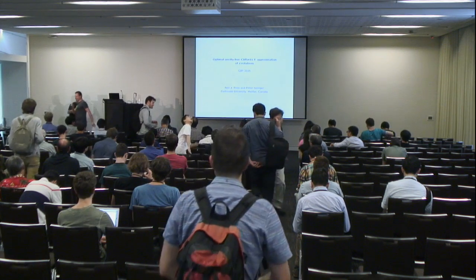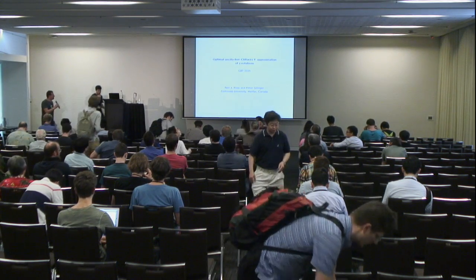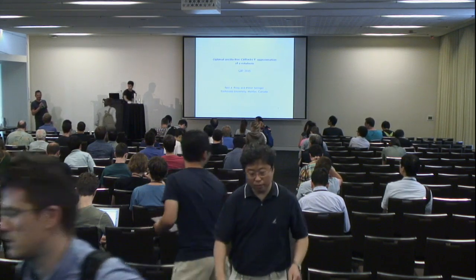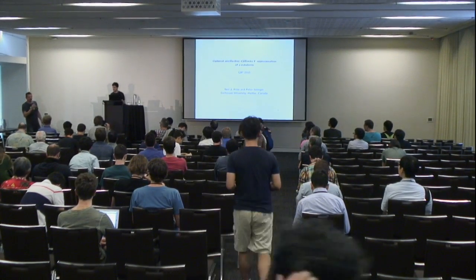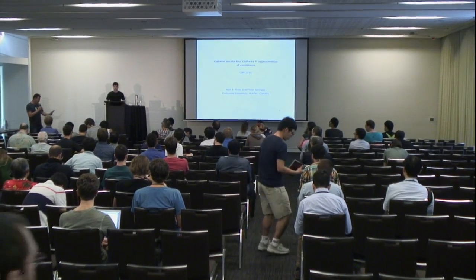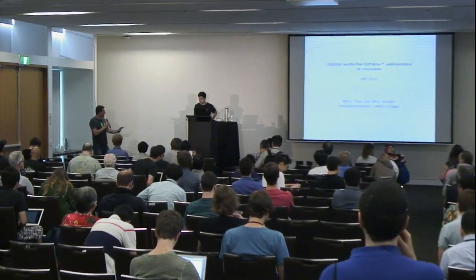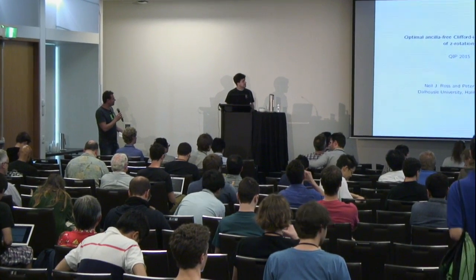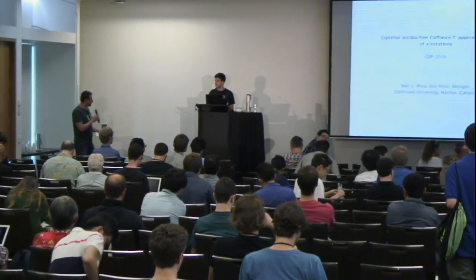Let's get started with the afternoon session. This will be a little bit of a shorter session because we have the business meeting afterwards. We have two talks before the coffee break and two afterwards, if I'm not mistaken. Neil Ross will make the start with optimal ancilla-free Clifford+T approximation of Z rotations.